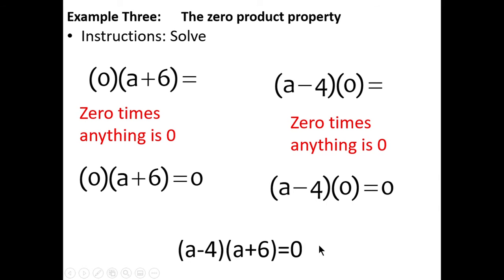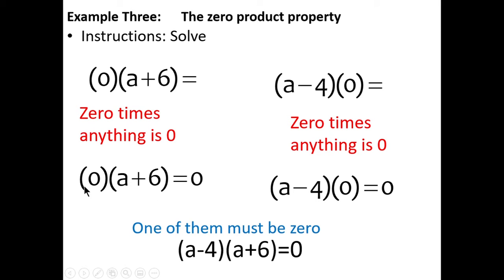So what's the zero product property? Well, the zero product property tells you that when you multiply two things together and the answer is 0, one of them has to be 0. Either this one is 0 or that one is 0. You can't multiply two things together and get an answer of 0 unless one of those two things is 0. So it works both ways.